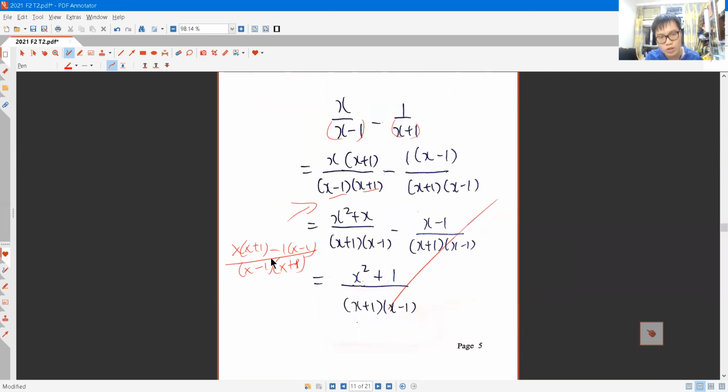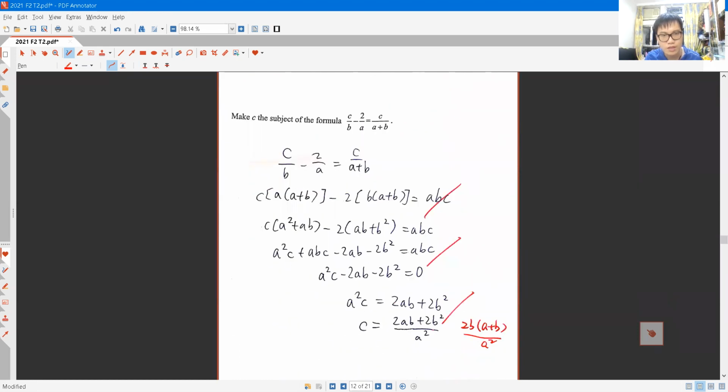Then you just need to focus on the numerator. The denominator, you just keep it. x times x, x squared. x times 1, 1x. And then x squared plus x minus x plus 1. Missing one step. x squared plus x minus x minus x, and then plus 1. And the denominator keeps the same, x plus 1, x minus 1. Finally, these two cancel, x squared plus 1, and denominator x squared, x plus 1, x minus 1 like this.